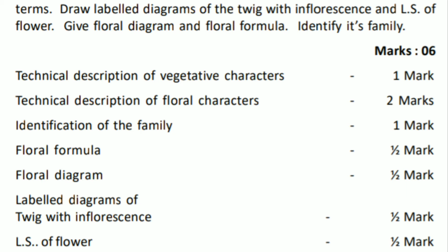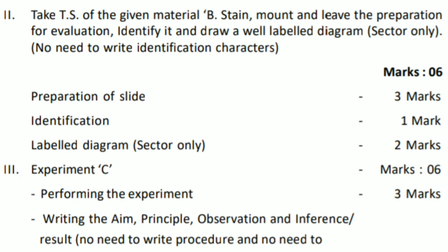Next, the second section, that is anatomy. Related to anatomy, they will give plant material, either stem or root. You have to prepare a temporary slide, for 3 marks. Next, identification of the plant material given, whether it is dicot root, monocot root, dicot stem or monocot stem. For identification, you will get 1 mark. Next, for the labeled diagram, you only have to draw the sector plan. No need to draw the ground plan. For the sector plan you will get 2 marks.